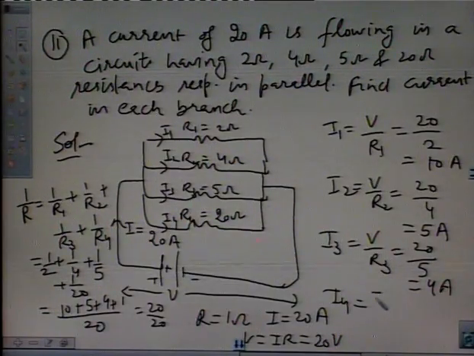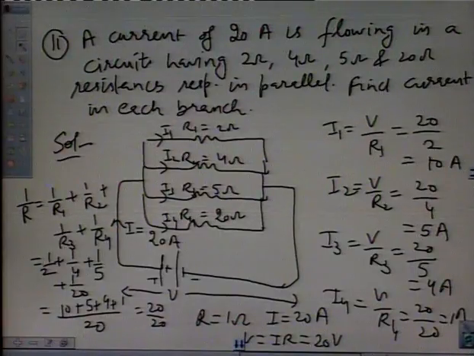Then I4 is equal to V upon R4. This is 20 upon 20. This is 1 ampere. So this is the solution of this problem. Now the next problem.